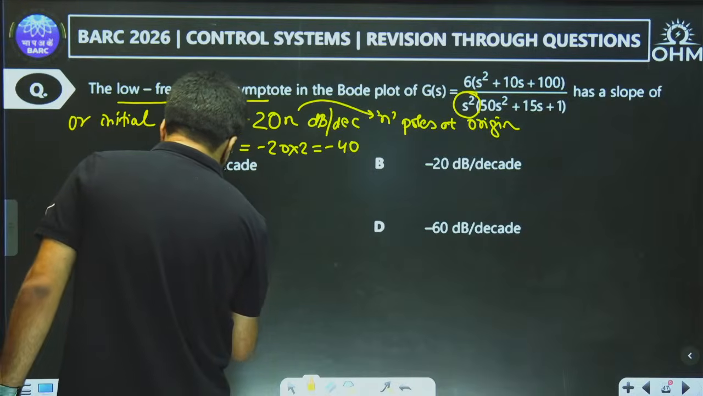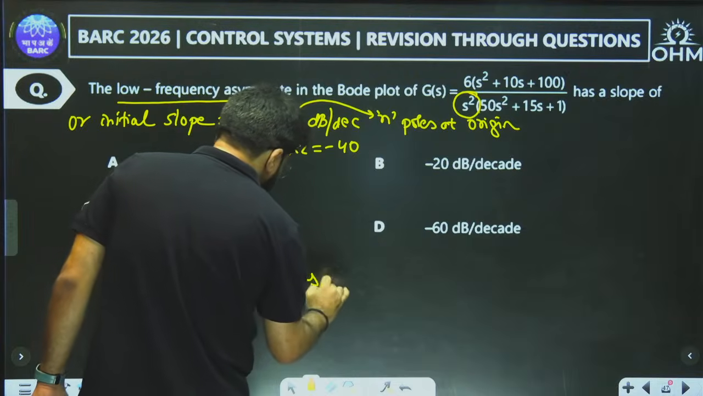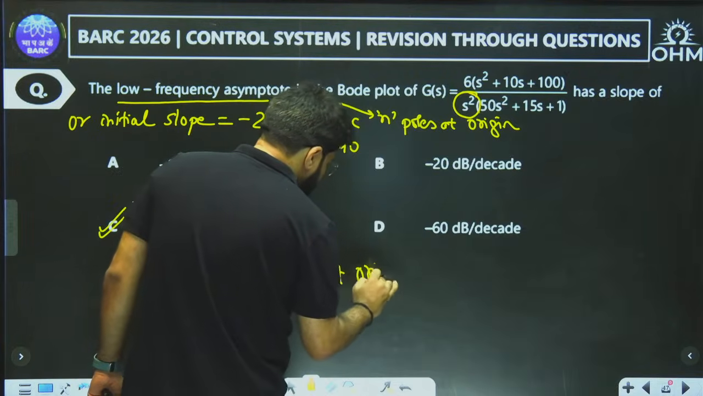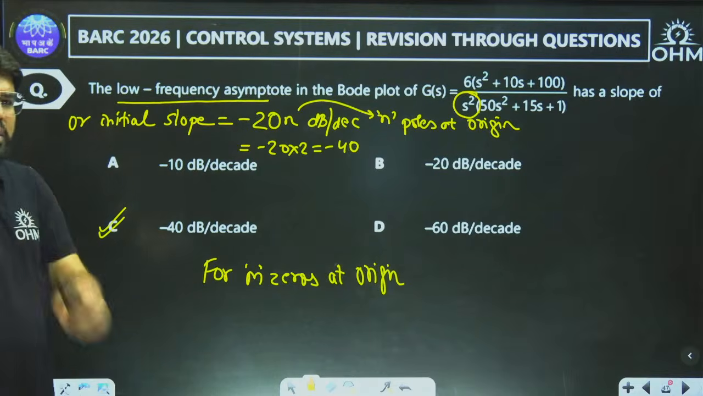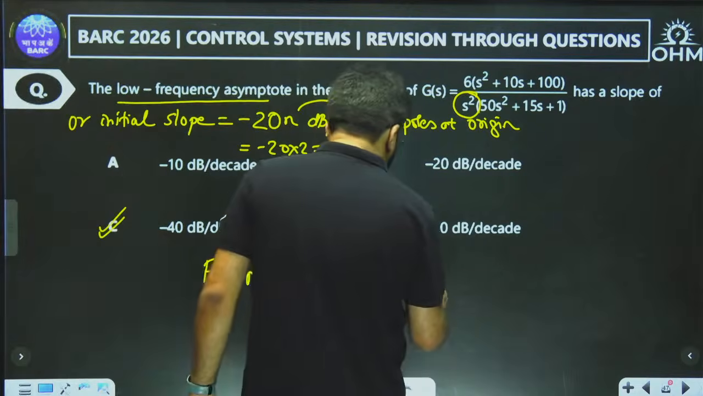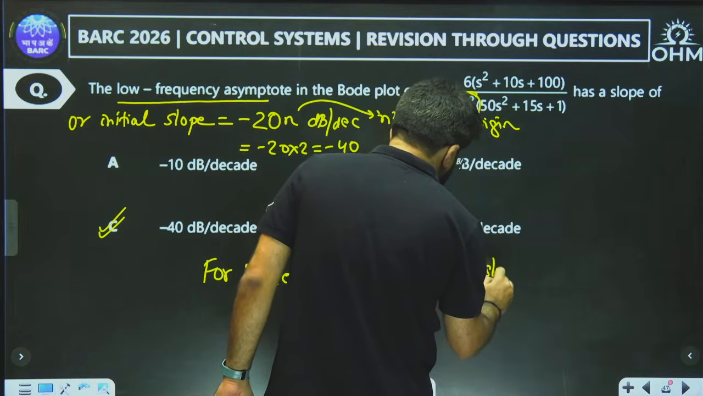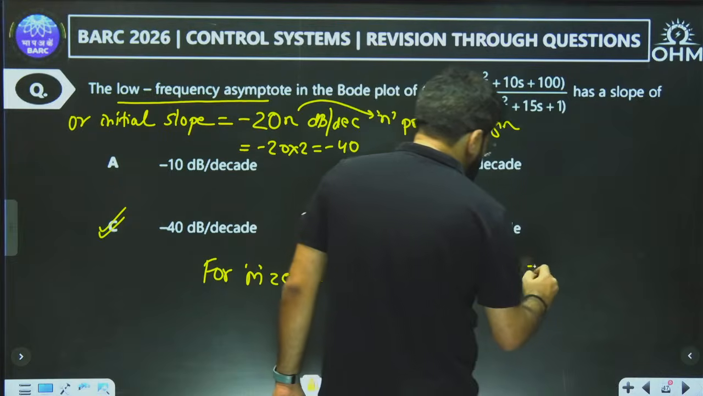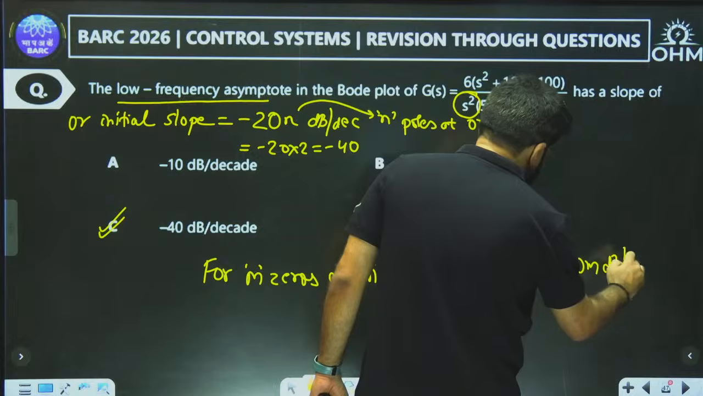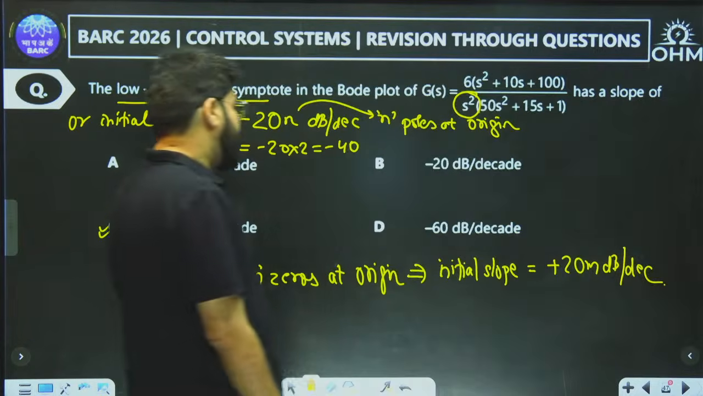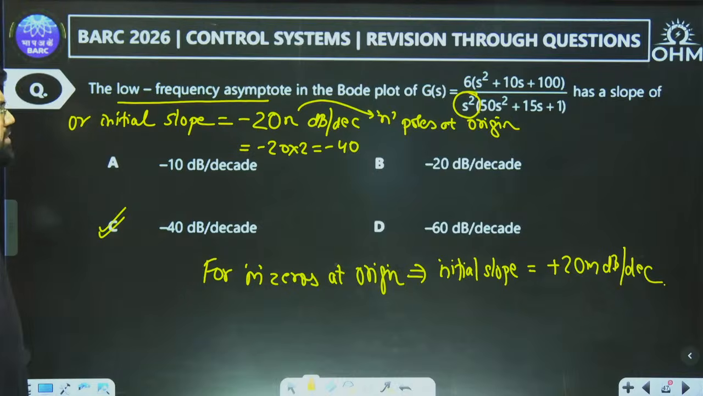Suppose there were zeros at origin. So for m zeros at origin, the initial slope is given by, rather than poles, if there are zeros at origin, initial slope will be plus 20m decibel per decade. Okay, so this one is also easy.